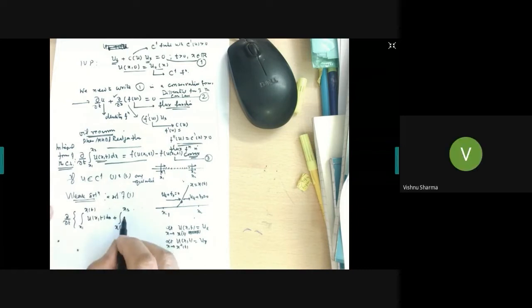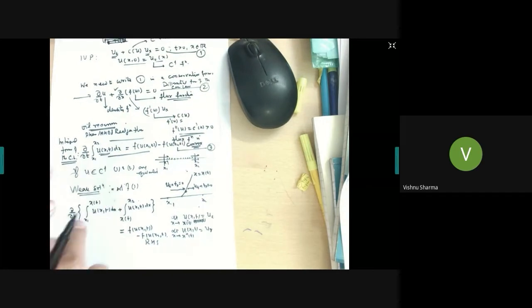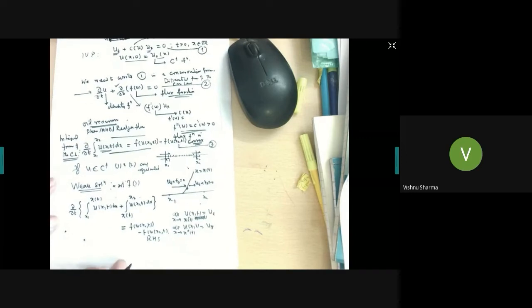Yeah. So I will write the integral of u of x,t dx; this is your left-hand side. And the right-hand side is f of u of x1,t minus f of u of x2,t. I will call it the right-hand side every time because I did not write it. I have to deal with the left-hand side. Let us see what we get.